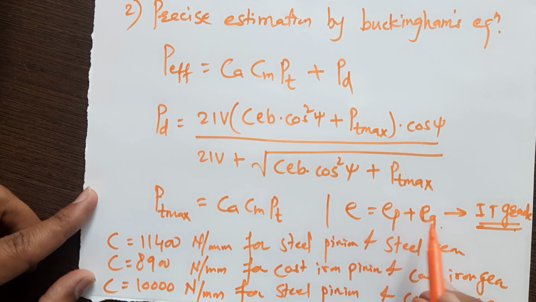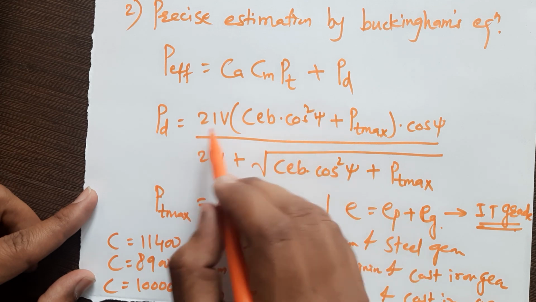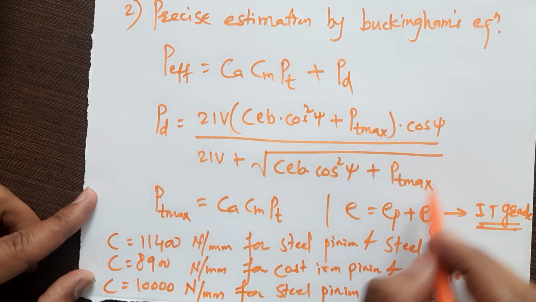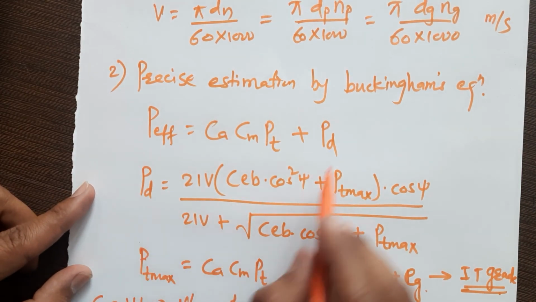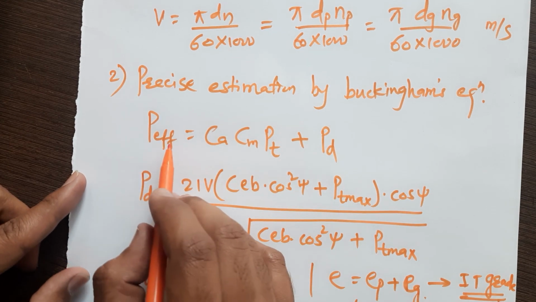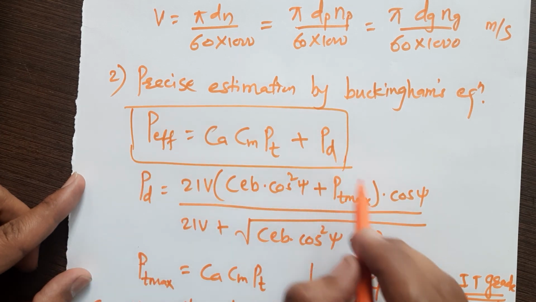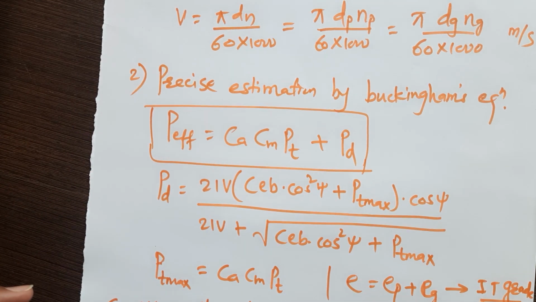And your summation of E will be EP plus EG, and you have to put this E here, C is here, B, V is nothing but pitch line velocity, and from this you will get PD, and you have to substitute this PD here in this formula. You will get P effective by Buckingham's equation. So this is the precise estimation of P effective load on gear tooth. Thank you.